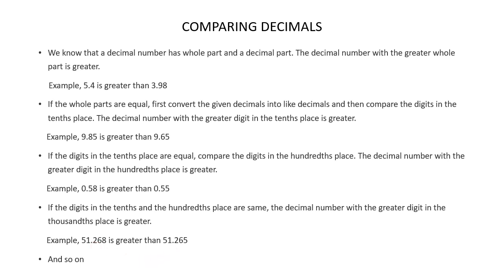The number in the hundredths place is 6 here. It is also 6 here. So the number in the hundredths place is also same. So now we have to look at the digit in the thousandths place. In this number, 8 is in the thousandths place. And in this number, 5 is in the thousandths place. So since 8 is greater than 5, 51.268 is greater than 51.265.